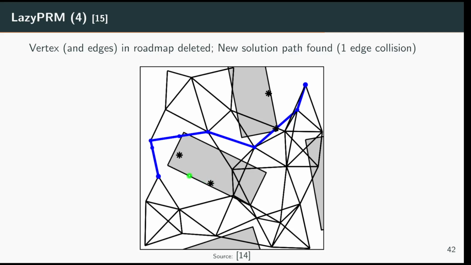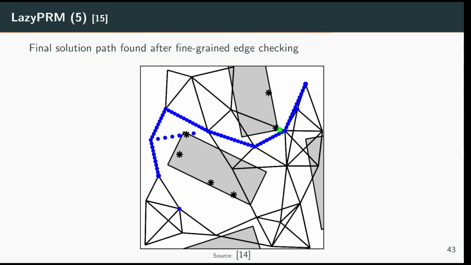Now when we check all the vertices in this order, all the vertices are fine, which means the next thing we try is checking the edges by going at the midpoints. So we have a midpoint here and a midpoint here, but technically also here and here. Then we already find a collision over here, so we have to remove just an edge and repeat again. And then after some time, we finally find a solution.